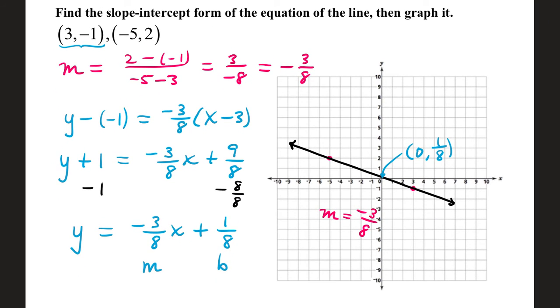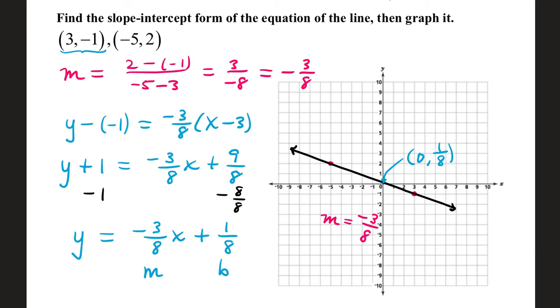In this problem, we're given 2 points to start with: (3, -1) and (-5, 2). Let's plot them both. (3, -1) is here. (-5, 2) is here. Go ahead and connect those 2 dots and you've got the graph of your line. Again, that's not always the hard part. The hard part is coming up with the equation of it.